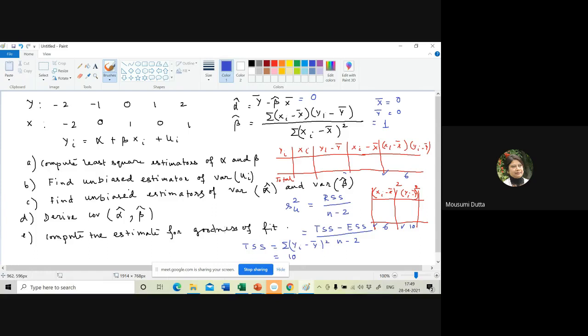Okay, everybody? And what is the formula for ESS? Summation of yi hat minus y bar whole square. No, we will not use that. We are doing the numericals, so we will not use the basic concept. ESS is given by beta hat into summation xi minus x bar into yi minus y bar, or beta hat square into summation xi minus x bar whole square. That kind of formula we need to use.